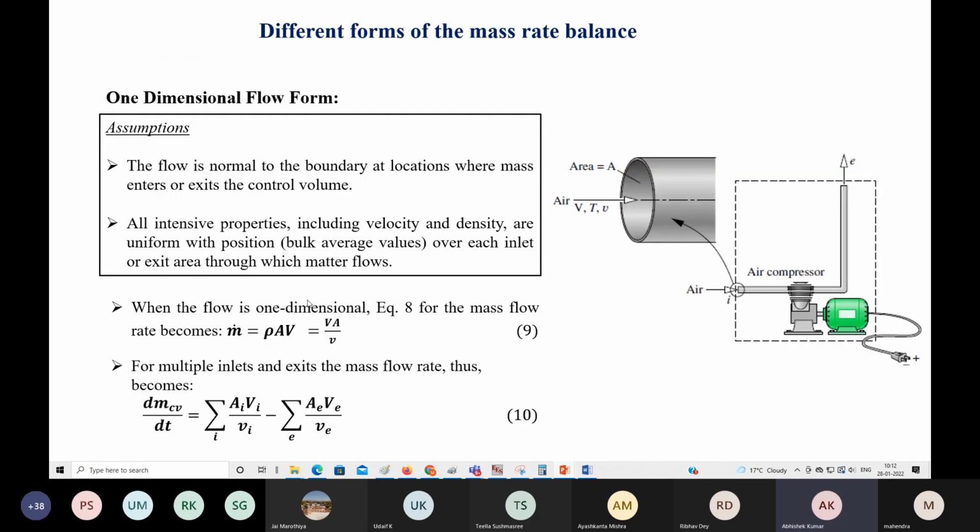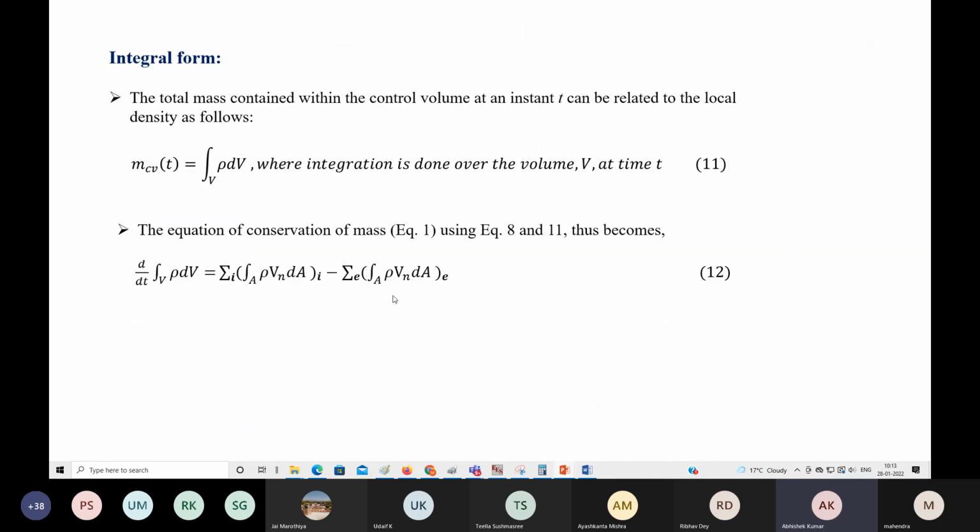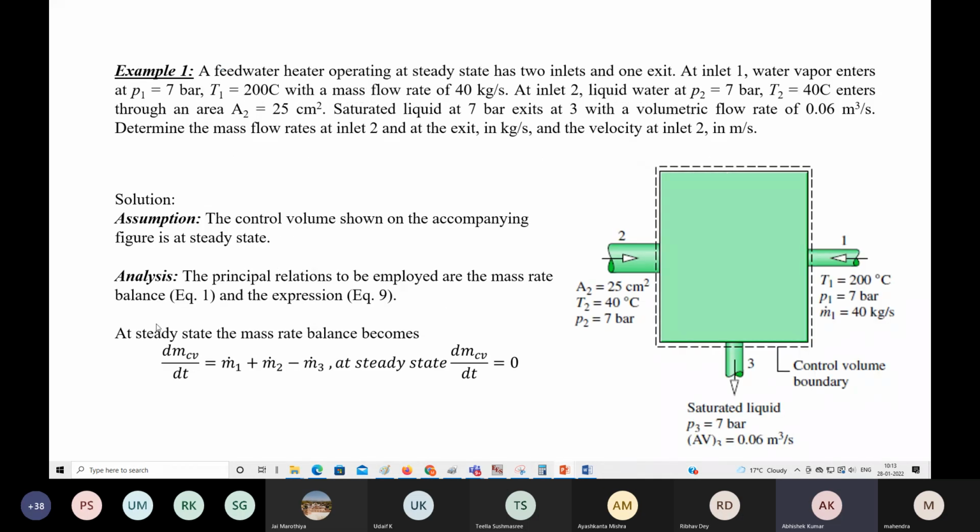This is the equation we have derived here. In terms of integral form we have substituted it. This is the rate of mass accumulation inside your control volume, this is altogether inlets, and this is altogether exits. In terms of the integral function we have substituted it. So this is one example. This example we need not practice here.